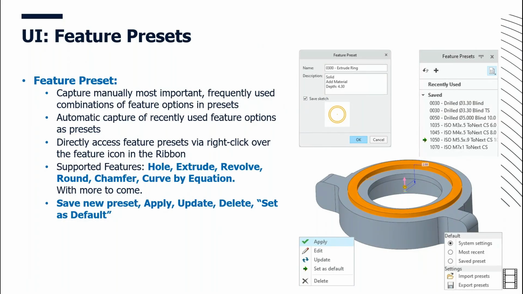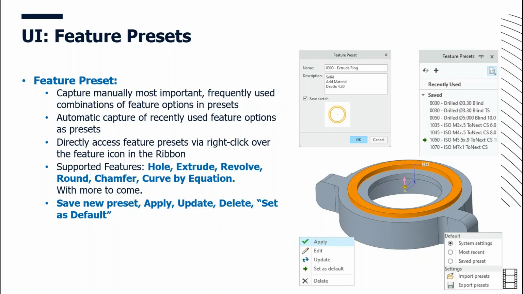You also have the possibility, if you make, for instance, an extrude or revolve, you can save the sketch and reuse the sketch. Today it's only working on hole, extrude, revolve, round, chamfer, and curve from equation. The other ones are following later on. We'll see which one they pick first, but this was cool.